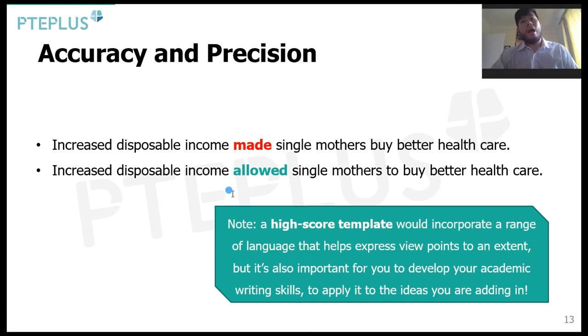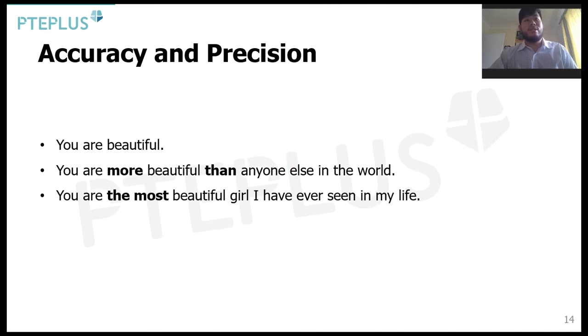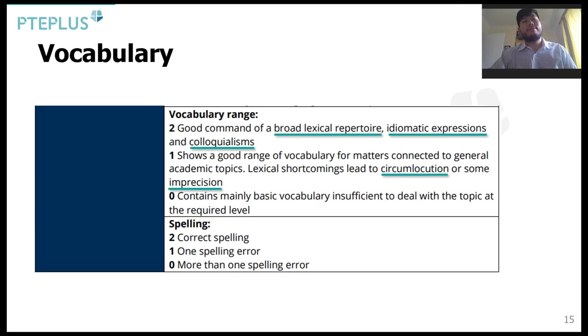And remember, a high-scoring template would incorporate a range of language that would help you express your viewpoints to an extent. But it's also important for you to develop your own academic writing skills and apply it to the ideas that you're choosing to add in. Here's another example. You're beautiful. You're more beautiful than anyone else in the world. You're the most beautiful girl I've ever seen in my life. Here, these 2 are examples of being more precise and being more accurate in language. When you're just writing you're beautiful, that can be very vague and it's not very precise.